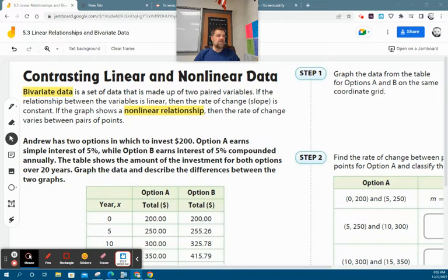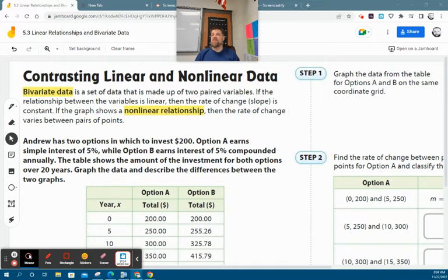So this section is called bivariate data. And before I read the problem, I'm going to talk to you guys about what that means. Bivariate means, like a bicycle. How many wheels does a bicycle have? Two. So it's two. So we're talking about two variables, specifically x and y.